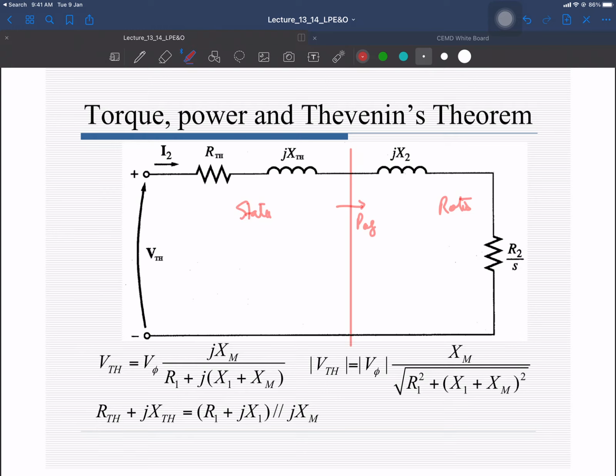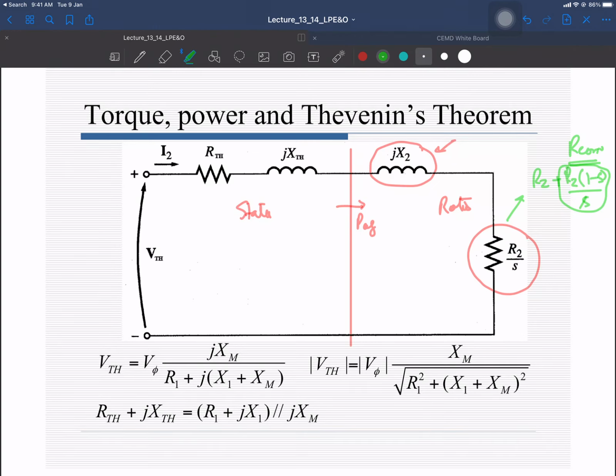This is basic, because reactance is not utilizing this power. The power utilization is over here at R2 by S, and this has two parts. We have previously discussed R2 and R2 into (1 minus S) over S. This is R converted, representing the power that is converted into the mechanical form. So the power that is entering into the rotor circuit is utilized over here at R2 by S.